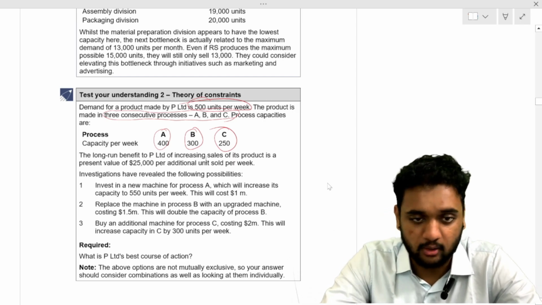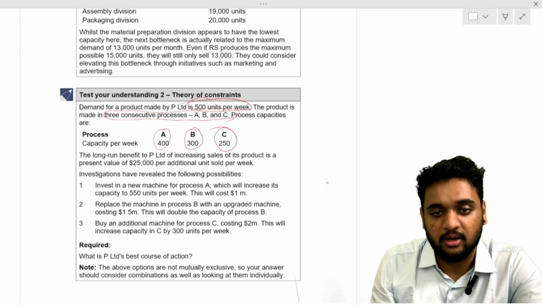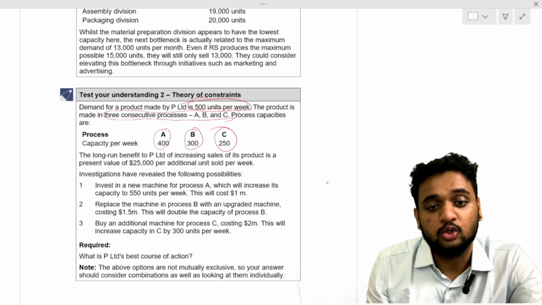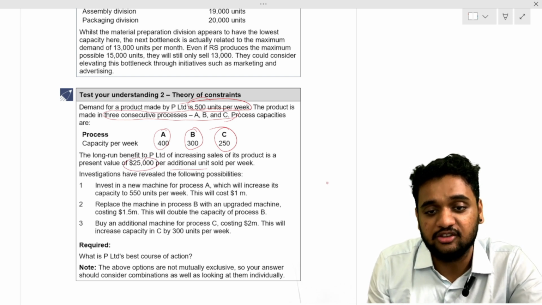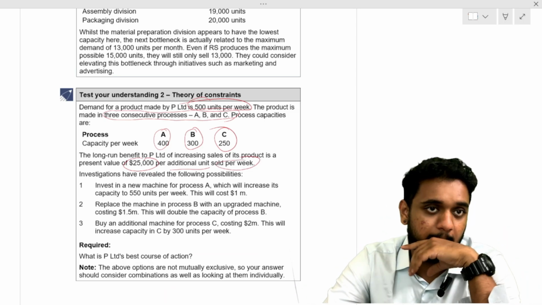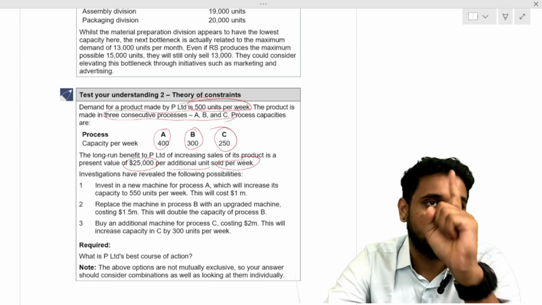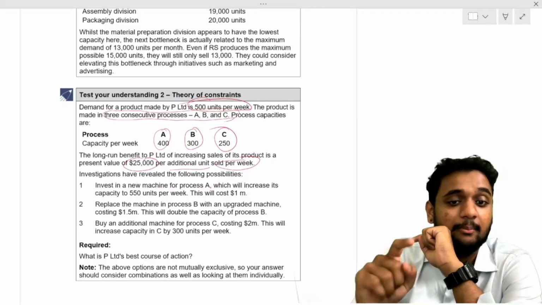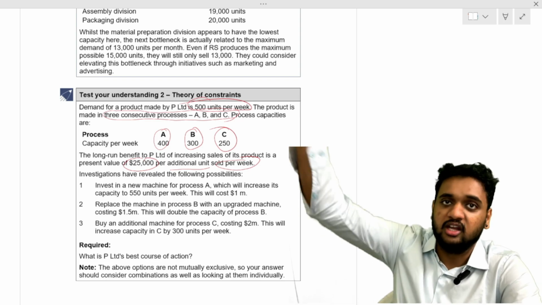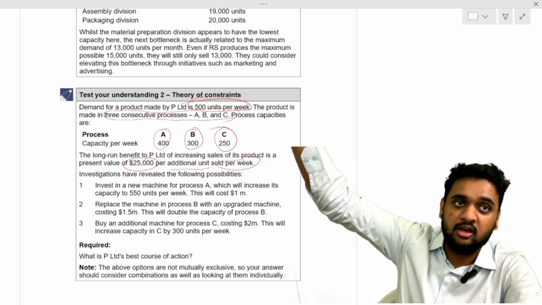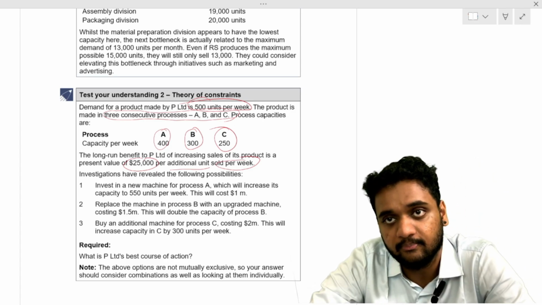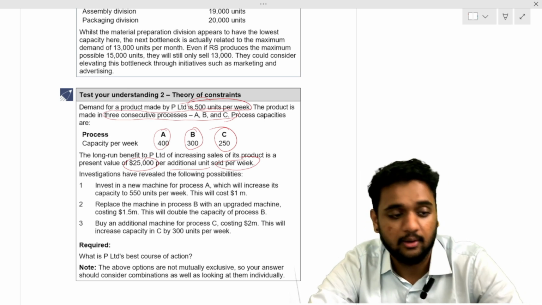First, the long run benefit to P Limited of increasing the sales of its product is a present value of $25,000 per additional unit sold per week. That is, if I am able to sell 1 unit extra throughout my life, I will get a benefit of $25,000. That is, in year 1 I will get 10,000, year 2 10,000, year 3 10,000, like that every year. If I do the present value of all those, the total benefit I will get is $25,000. Understood? If I am able to sell 1 unit extra.